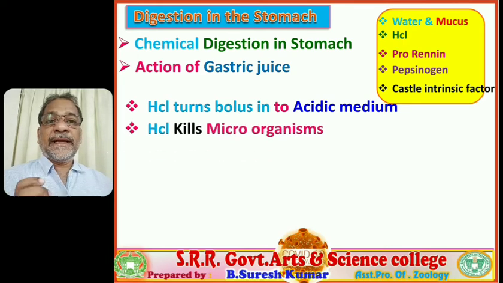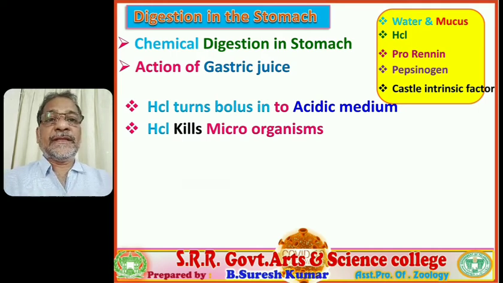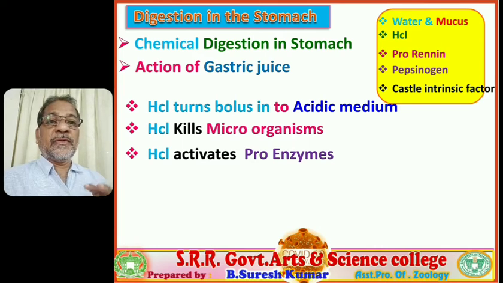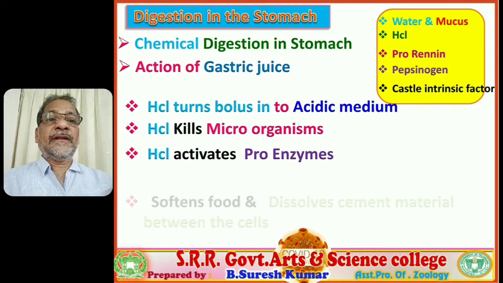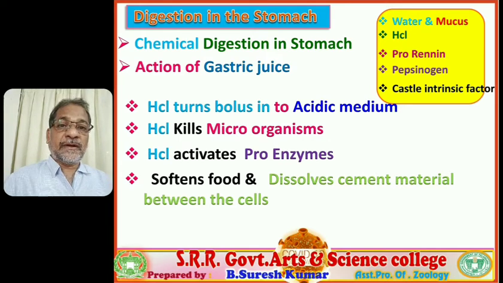Remember, after that the HCl kills the microorganisms, bacteria and other microbes that are present in our food. That is killed by the action of HCl. And the HCl activates the proenzymes. The gastric juice mostly contains proenzymes in an inactive state, prorenin and pepsinogen. All these inactive enzymes are activated by the action of HCl. Followed? Right. And HCl also softens the food material and dissolves the cement material present between the cells of the food consumed by us.